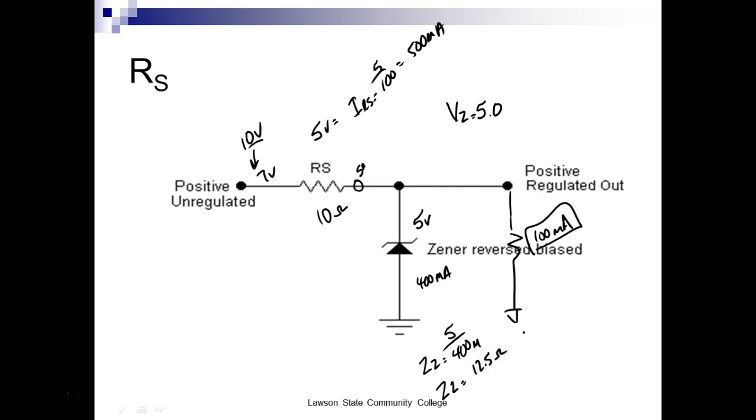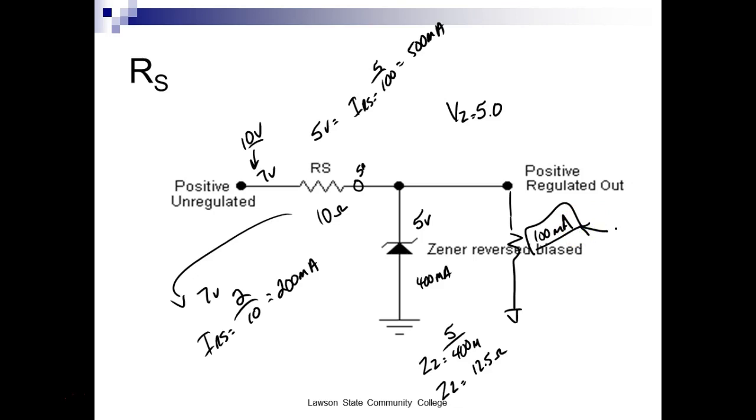Okay. All right. So let's say we come up here, my input drops down to 7 volts. Then how much is my resistor going to have to drop? 5 volts on this side of the Zener, 7 volts on the input side. How much did it have? 2 volts, right? So then IRS would be equal to 2 divided by 10. It's going to be 200 milliamps.